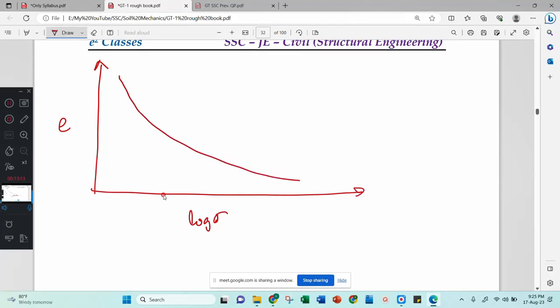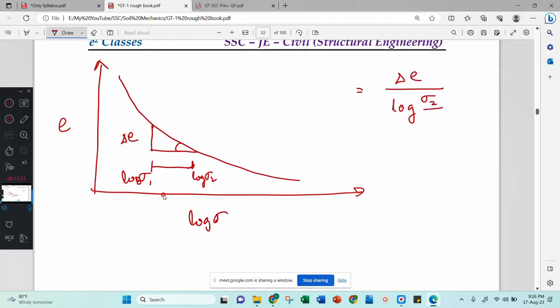Then if I take the slope of this, this is delta E and this you can consider as log sigma 2 and this is log sigma 1. Therefore, you will get a ratio of delta E divided by log of sigma 2 divided by sigma 1. This is nothing but Cc. Cc is the compression index.